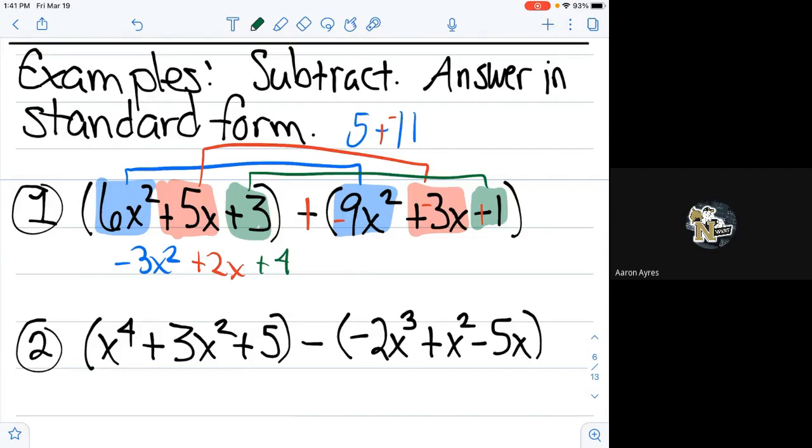Now, here's one more thing real quickly. If you have a polynomial situation where you don't have any matches to like terms, then those terms just fall into your final answer in standard form. So looking at number 2, you might notice that there is no other x to the 4th term in polynomial 2. So your x to the 4th term in polynomial 1 just carries over to your final answer.